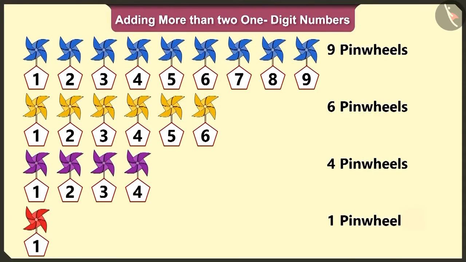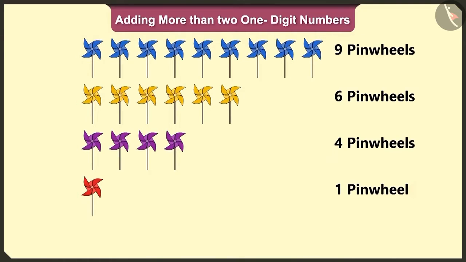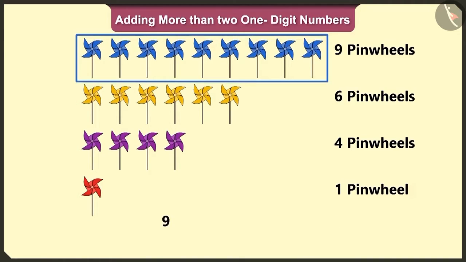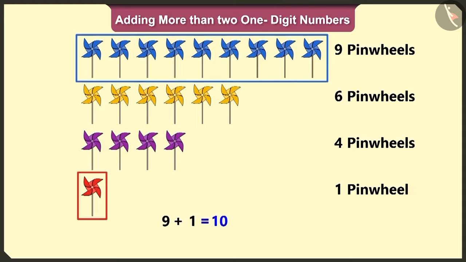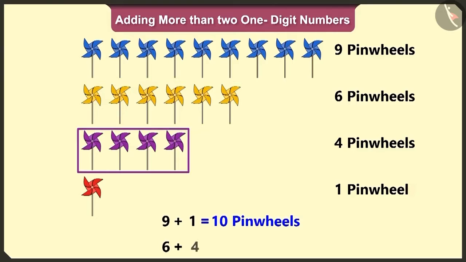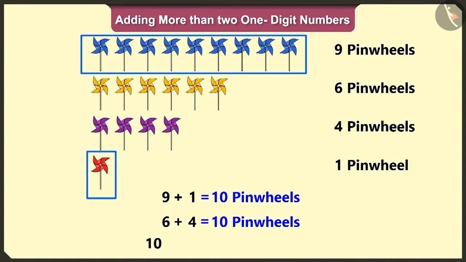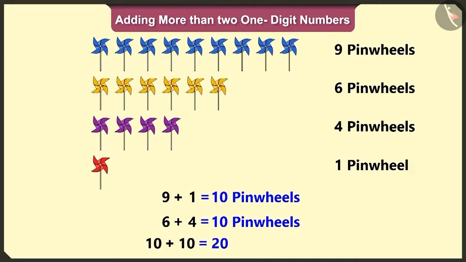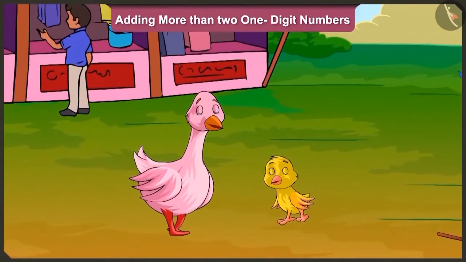So come on, now tell me, how many total number of pinwheels are there? Here 9 blue pinwheels and 1 red pinwheel will add up to 10. 6 yellow pinwheels and 4 purple pinwheels will add up to 10. So here 10 and 10 will make 20 pinwheels. Well done, Pillu. Now let us go.